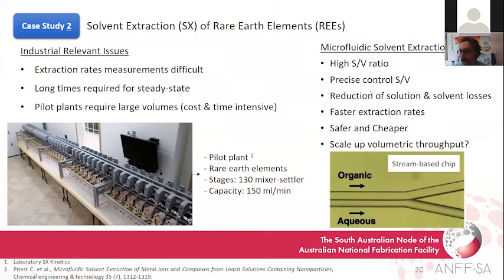On the other side, solvent extraction of rare earth elements can be carried out in a microchip using co-flowing streams of immiscible liquid, because it gives you a high surface to volume ratio. You can control the surface to volume ratio very precisely. You can save solvent and use a smaller amount of solvent in this process. It's fast, it's cheap, it's clean. But the main challenge is how to scale up the volumetric throughput of a microfluidic device.